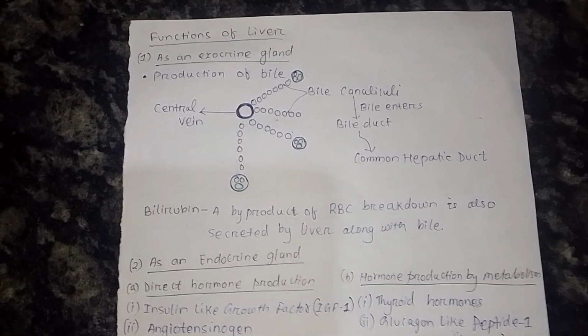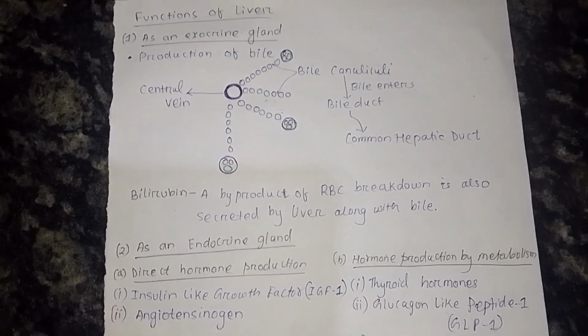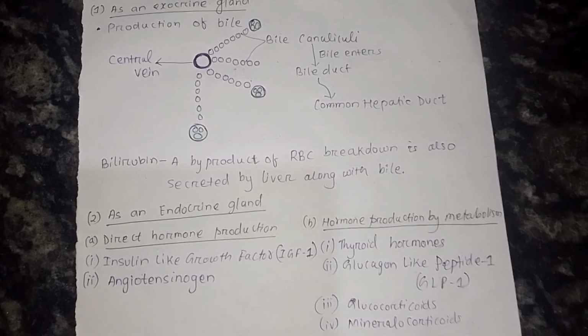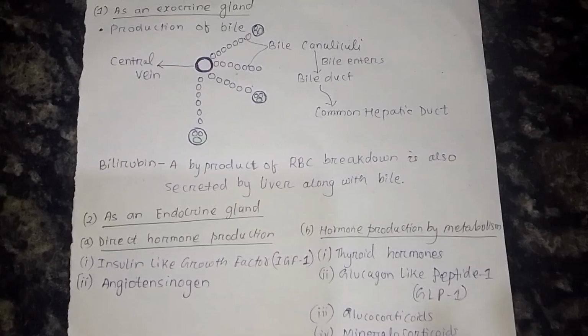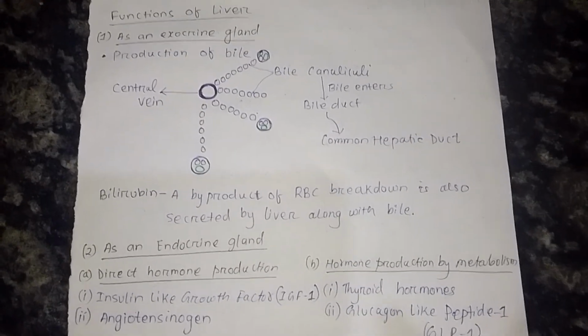Now let's see the functions of liver. So liver acts as an endocrine gland, as an exocrine gland. It helps in carbohydrate metabolism, lipid metabolism. There are a lot of functions of liver. Let's discuss it one by one.